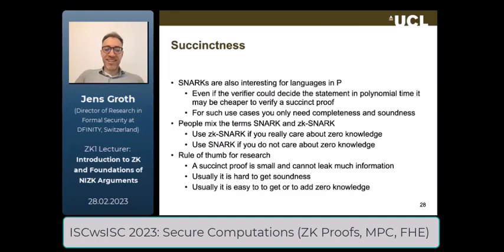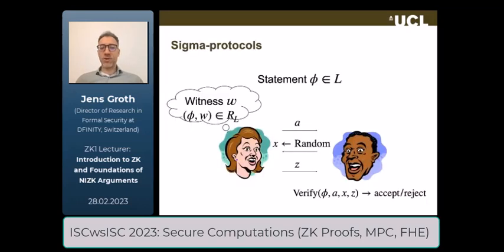And add a little masking, and then you're done and you have zero knowledge. Okay, so I want to shift gears now and actually show you some zero knowledge proofs, and hopefully that will also help crystallize all these definitions. Any questions so far?